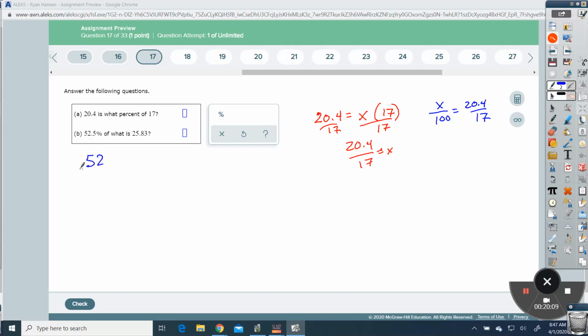So 52.5 of x equals 25.83. Of means times, is means equals. So now to get x alone, I just divide. So x equals 25.83 divided by 0.525. Or if you wanted to set up as a proportion, you would again say 52.5 over 100 equals x over 25.83. So you have to realize this is the total that it's asking for right here, and go that way.